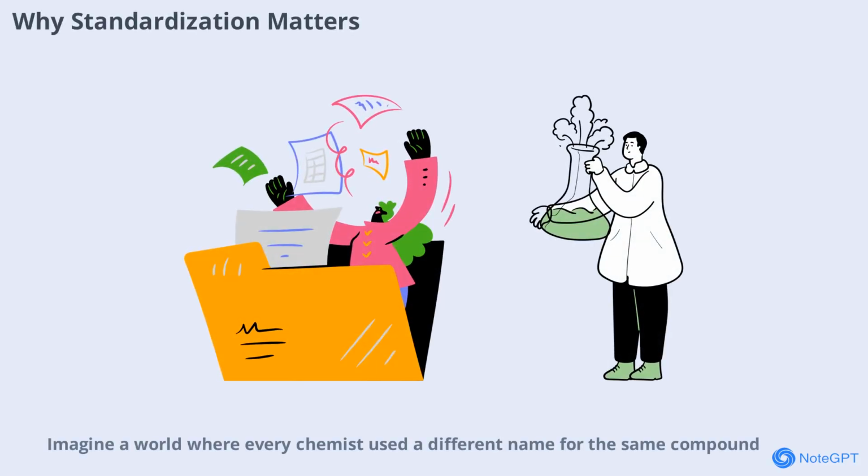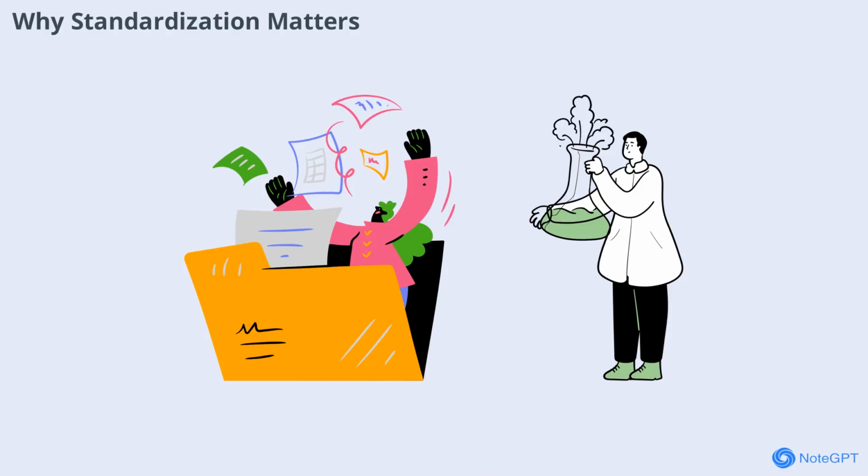Imagine a world where every chemist used a different name for the same compound. Confusion would be inevitable and scientific progress would slow down. That's why IUPAC nomenclature is crucial. It provides a universal language for chemists everywhere. Whether you're reading a research paper from another country or collaborating with international colleagues, IUPAC names ensure everyone is on the same page. This standardization is especially important as chemistry becomes more global and interconnected.